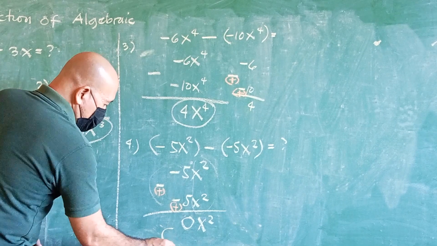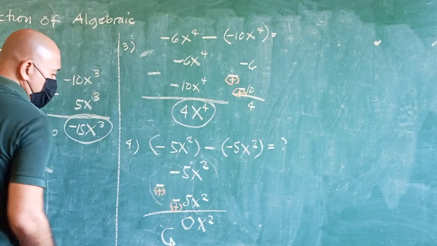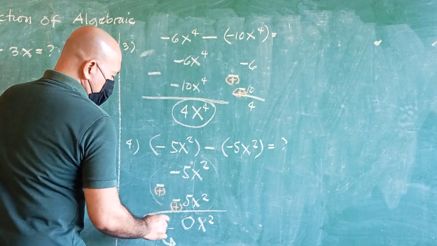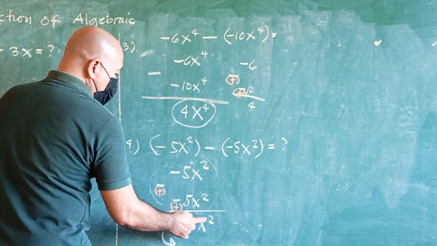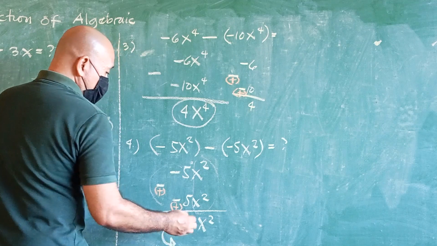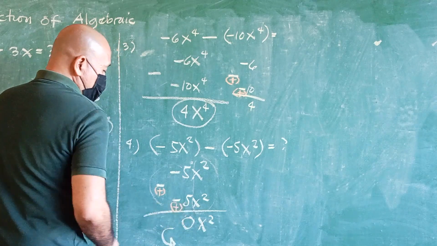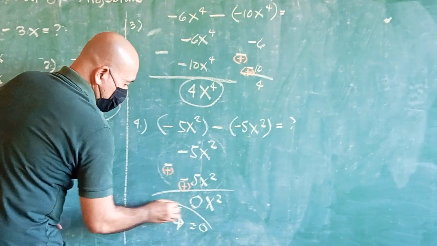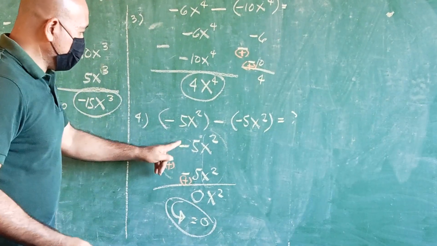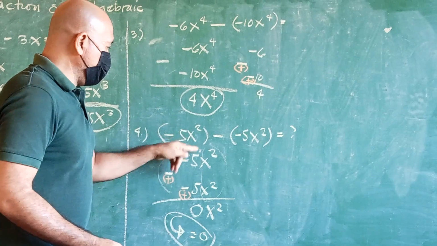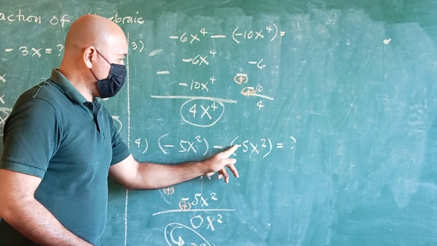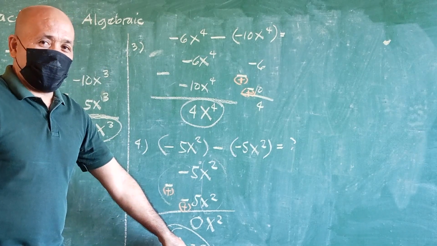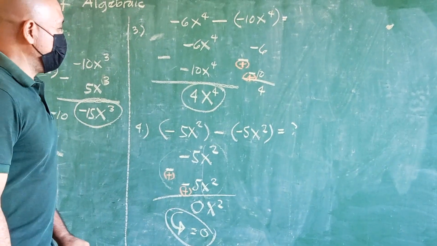But like I said, any number, any letter multiplied by 0, because 0x squared, technically, the operation between 0 and x squared is multiplication. So you're just multiplying 0 and the variable. So the answer is 0. So therefore, the quantity negative 5x squared minus the quantity negative 5x squared, the answer is 0. Okay, I hope you get the idea.